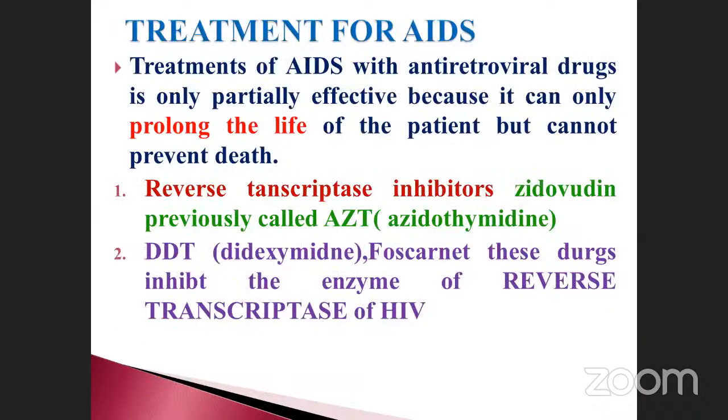So that's all about today. What is the main treatment? There are 2 reverse transcriptase inhibitors. One is called zidovudine, another one is called DDI. This is very, very important. The last one is called a protease inhibitor, isn't it? So that's all about today's class.